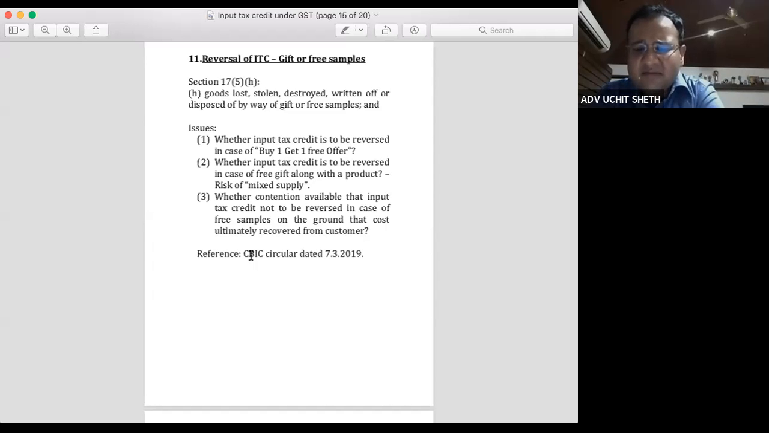Now the CBIC has clarified by circular dated 7th of March 2019 that this is only in the nature of a marketing strategy. Ultimately, the shop does not intend to give anything free. It is only sale of the 2 shirts for 1 price, and therefore you should be entitled to credit for both the shirts. While we may be happy with the circular and it may be a benevolent circular, we should bear in mind that if the commodities are the same, then there is no problem. If it's the question of 2 shirts, there is no problem.